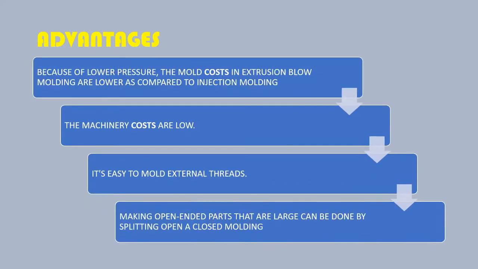The advantages of extrusion blow molding are that, due to lower pressure, the mold costs in extrusion blow molding are lower as compared to injection molding. Next, the machinery costs are low. It is easy to mold external threads. Next, making large open-ended parts can be done by splitting open closed molding.